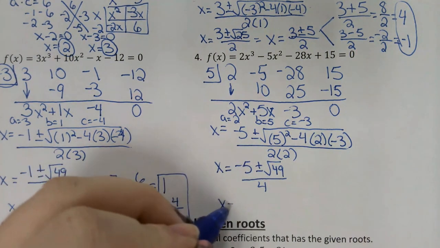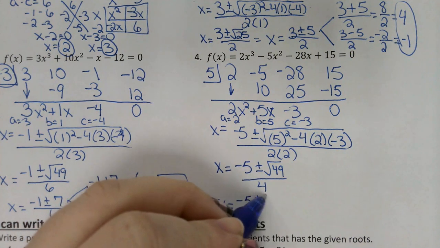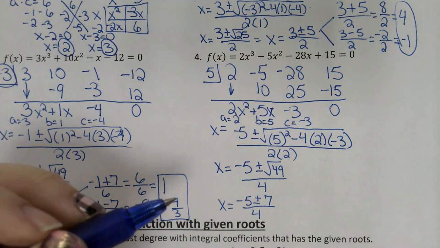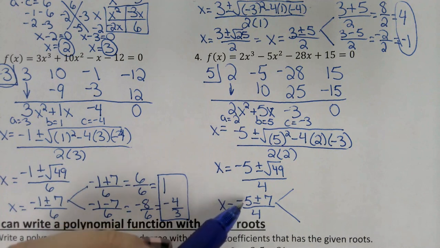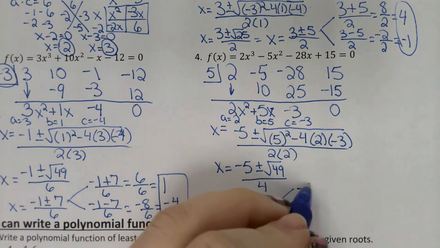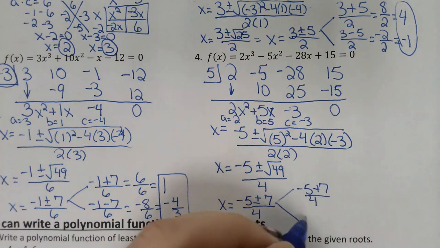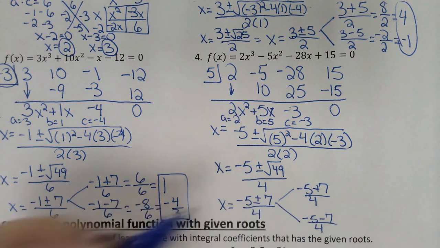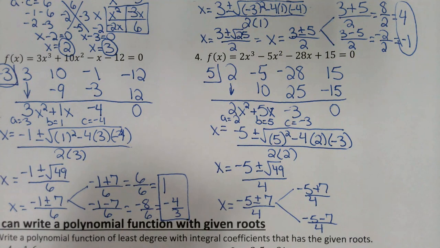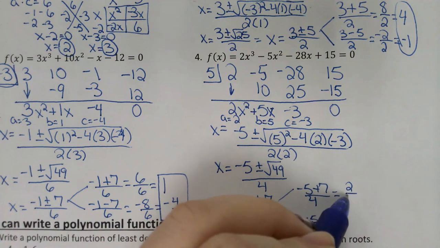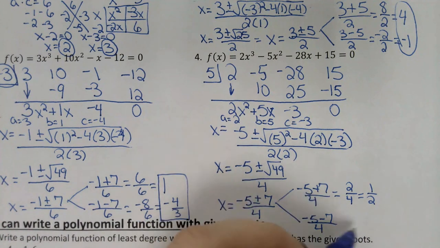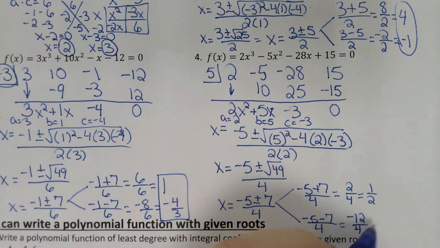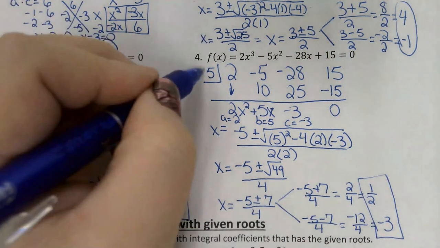Square root of 49, we know that to be 7. -5 plus 7 and -5 minus 7 need to be split off because I got rid of all of my radicals and I don't have i. So -5 plus 7 over 4, -5 minus 7 over 4. -5 plus 7 gives me 2 over 4, which is 1/2. -5 minus 7 gives me -12 over 4, or -3. So there's 2 of my solutions. Here's the third solution.